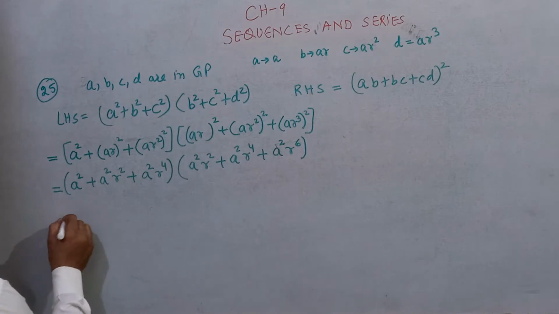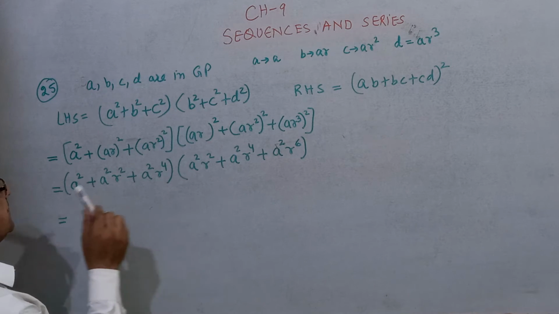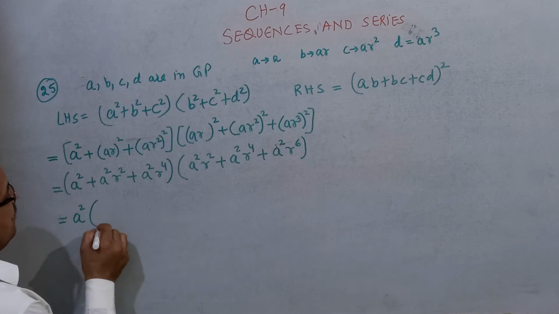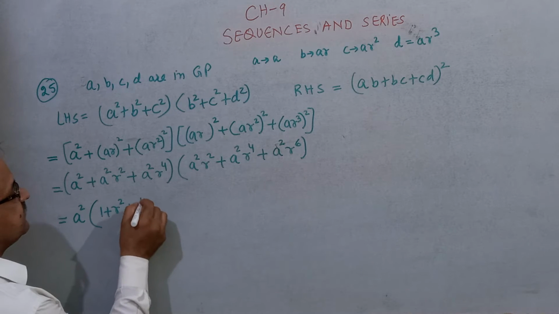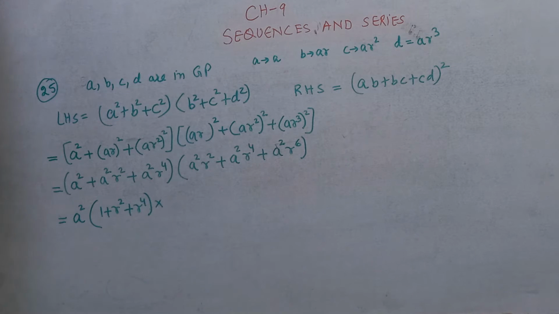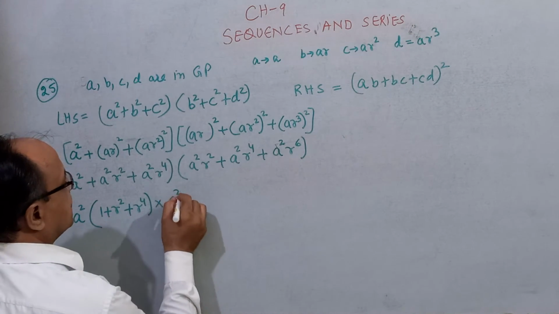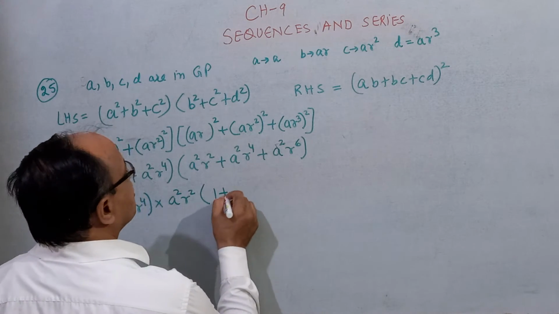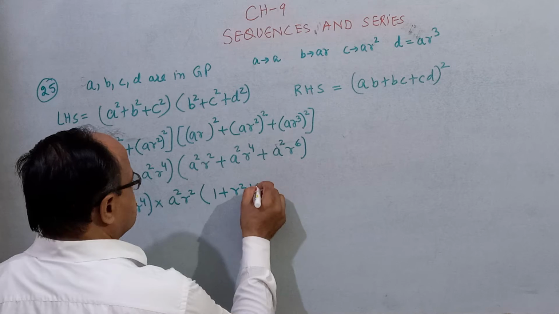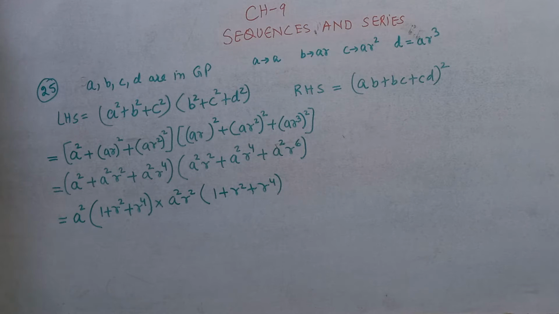Now you can take common. Yes, take common from the first bracket, that is A square. What is the remaining term? 1 plus R square plus R to the power 4. From the second bracket, you can take common what? That is A square R square common. Here 1 plus R square plus R to the power 4. Right? You can check.